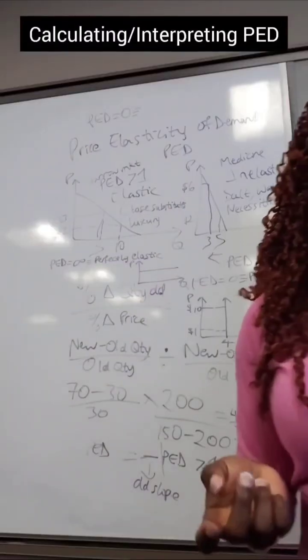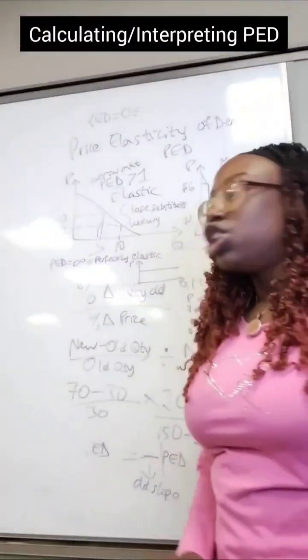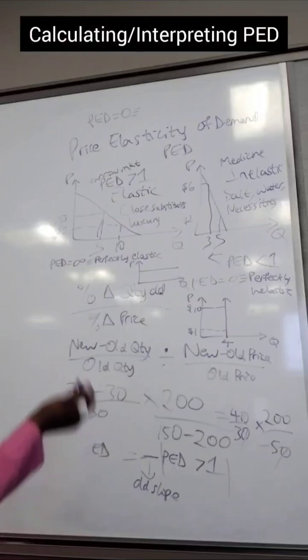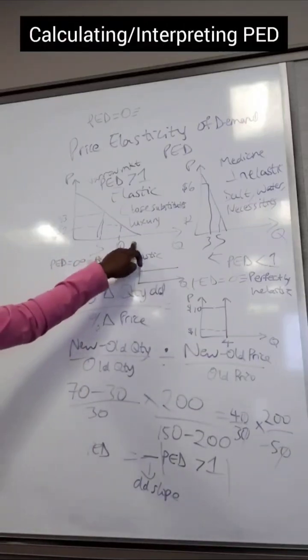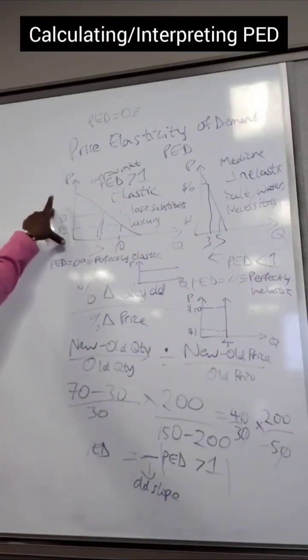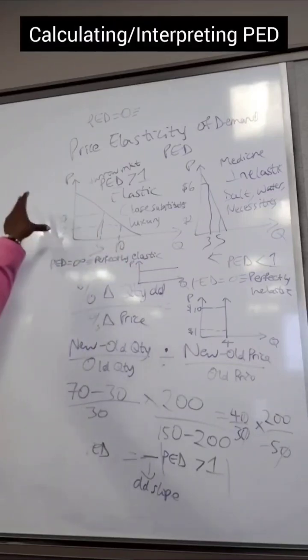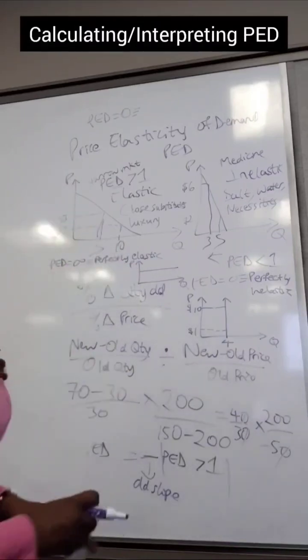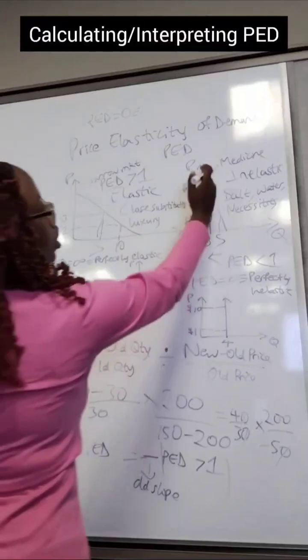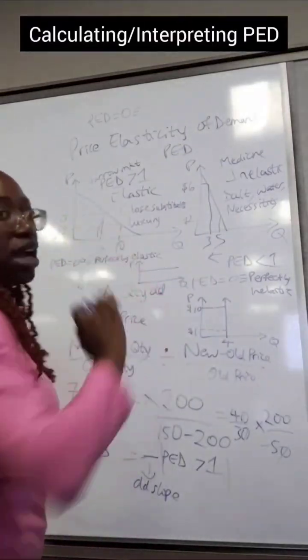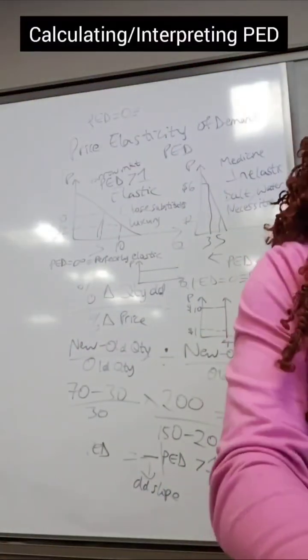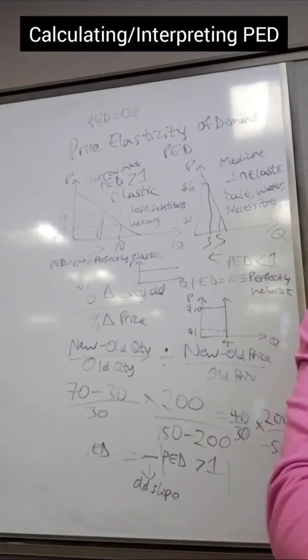And then there's another case called unitary elastic. Unitary elastic is simply saying that the change in the quantity demanded is equivalent to the change in the price. So change in quantity demanded and change in price would change by the same amount, right? So the curve would neither be too flat, neither be too steep. The curve would just be like a balance, right? In between. Okay, now that's that for price elasticity of demand.